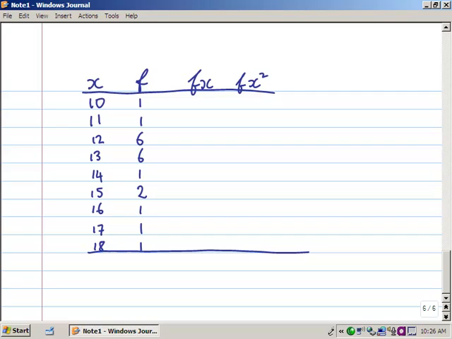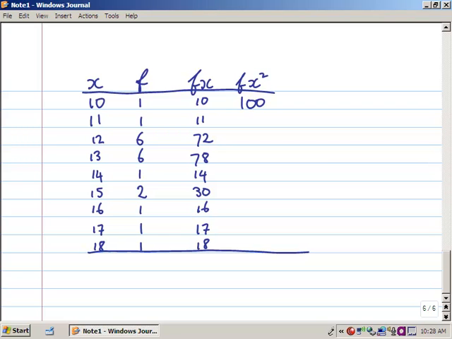Alright, f times x: 1 times 10 is 10, 1 times 11 is 11, 6 times 12 is 72, 6 times 13 is 78, 1 times 14 is 14, 30, 16, 17, 18. For fx squared, f1 times 10 squared is 100.